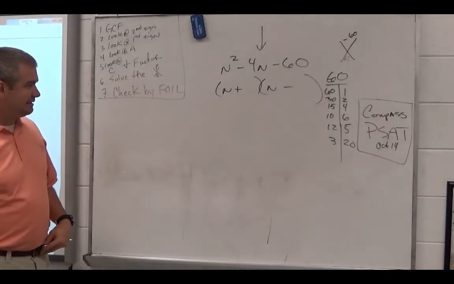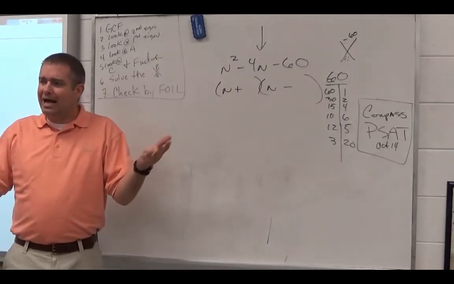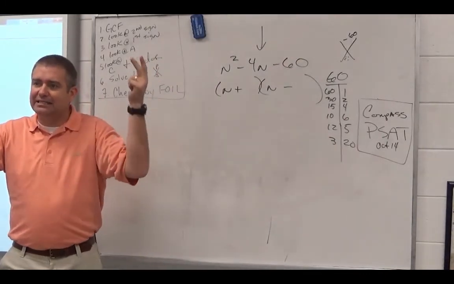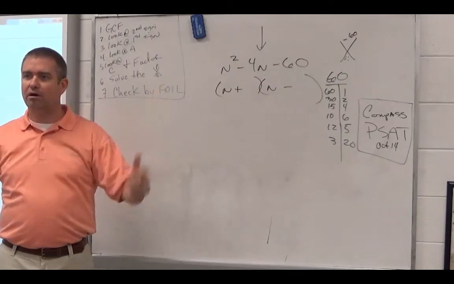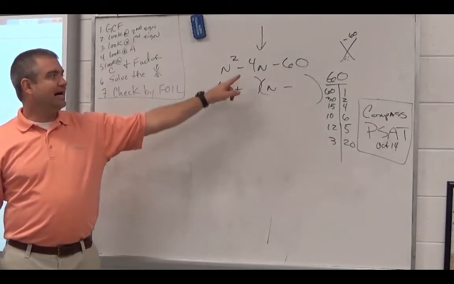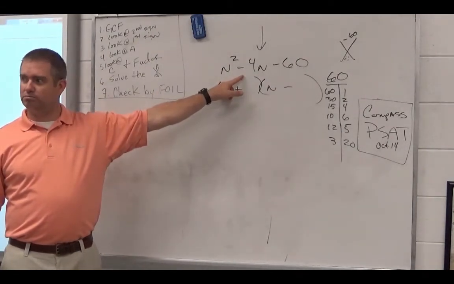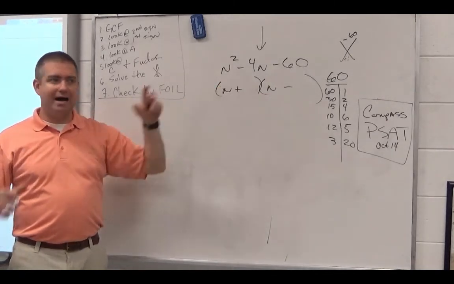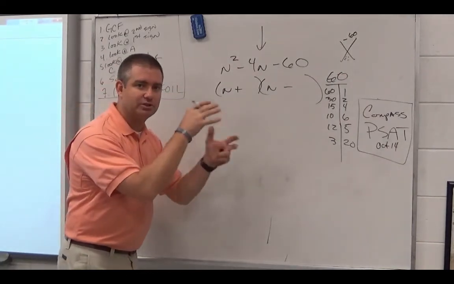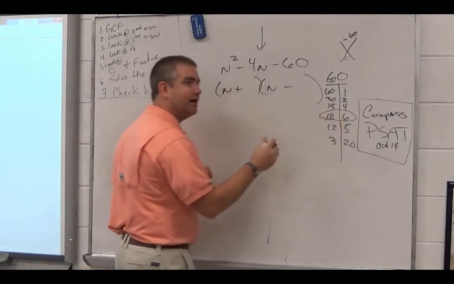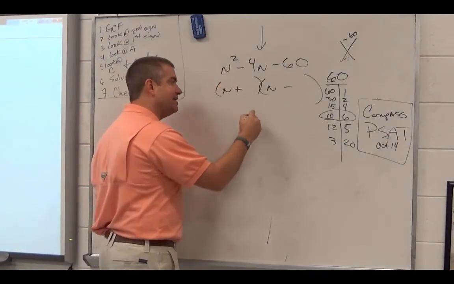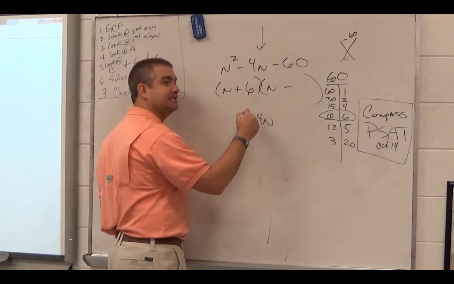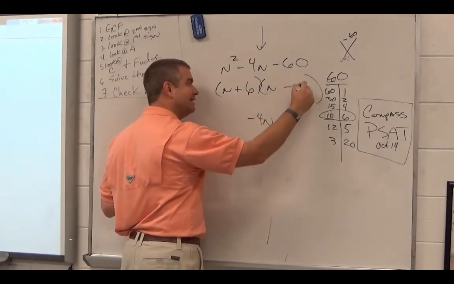10 and 6? How can I get 4 out of 10 and 6? 10 plus 6 is 16. That doesn't give you 4. How can 10 and 6 give you 4? Negative 10. What kind of 4 do I want? I want a negative 4, right? So how do I manipulate my numbers to give me negative 4n in the middle? The 6 needs to be positive, and the 10 needs to be negative.